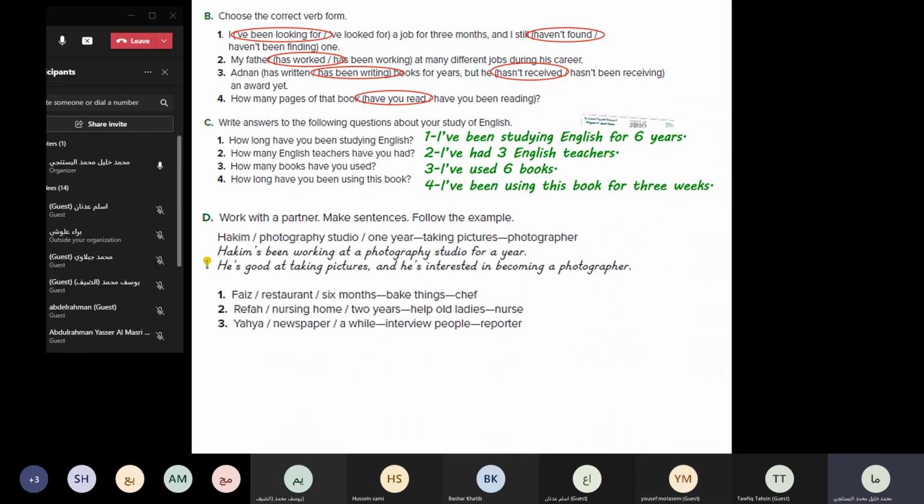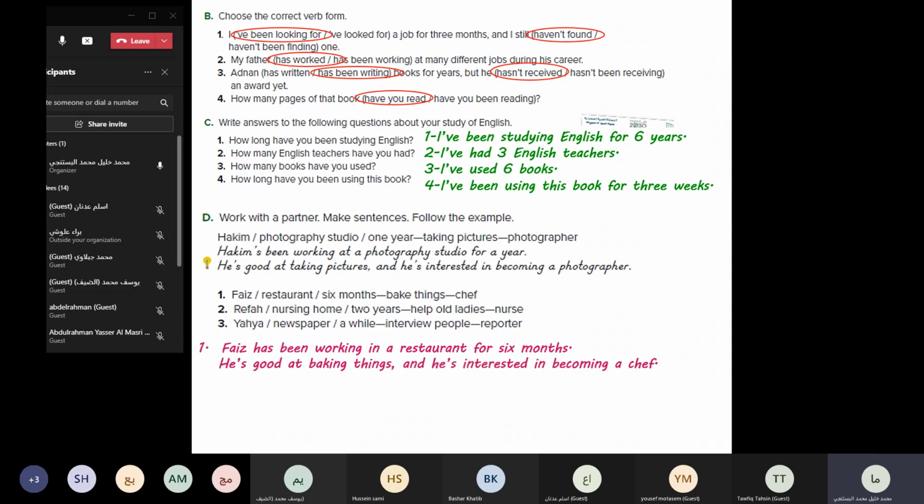Number 1. Who wants to do the example? Who can do it? I think it is easy. Faiz has been working in a restaurant for 6 months. Good. He's good at what? Baking things. Baking, because we have that. And he's interested in becoming a chef. Good. Look at the example. Faiz has been working in a restaurant for 6 months. He's good at baking things and he's interested in becoming a chef.